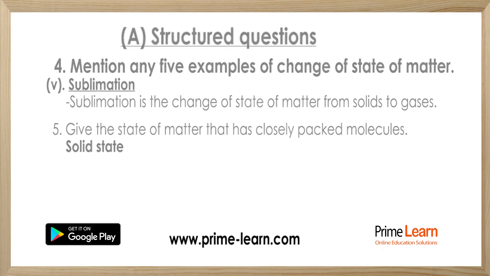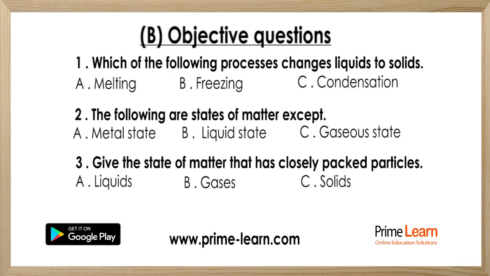Our second package is the one of objective questions. Number 1 goes, which of the following processes changes liquids to solids? A, melting, B, freezing, and lastly, C, condensation. Please tap in the correct answer and get your scores. Number 2, the following are states of matter except A, metal state, B, liquid state, and lastly, C, gaseous state. If your answer is metal state, that you know that we have a state called metal, please just tap in it. If it's not the right one, look for the correct answer and tap in it.